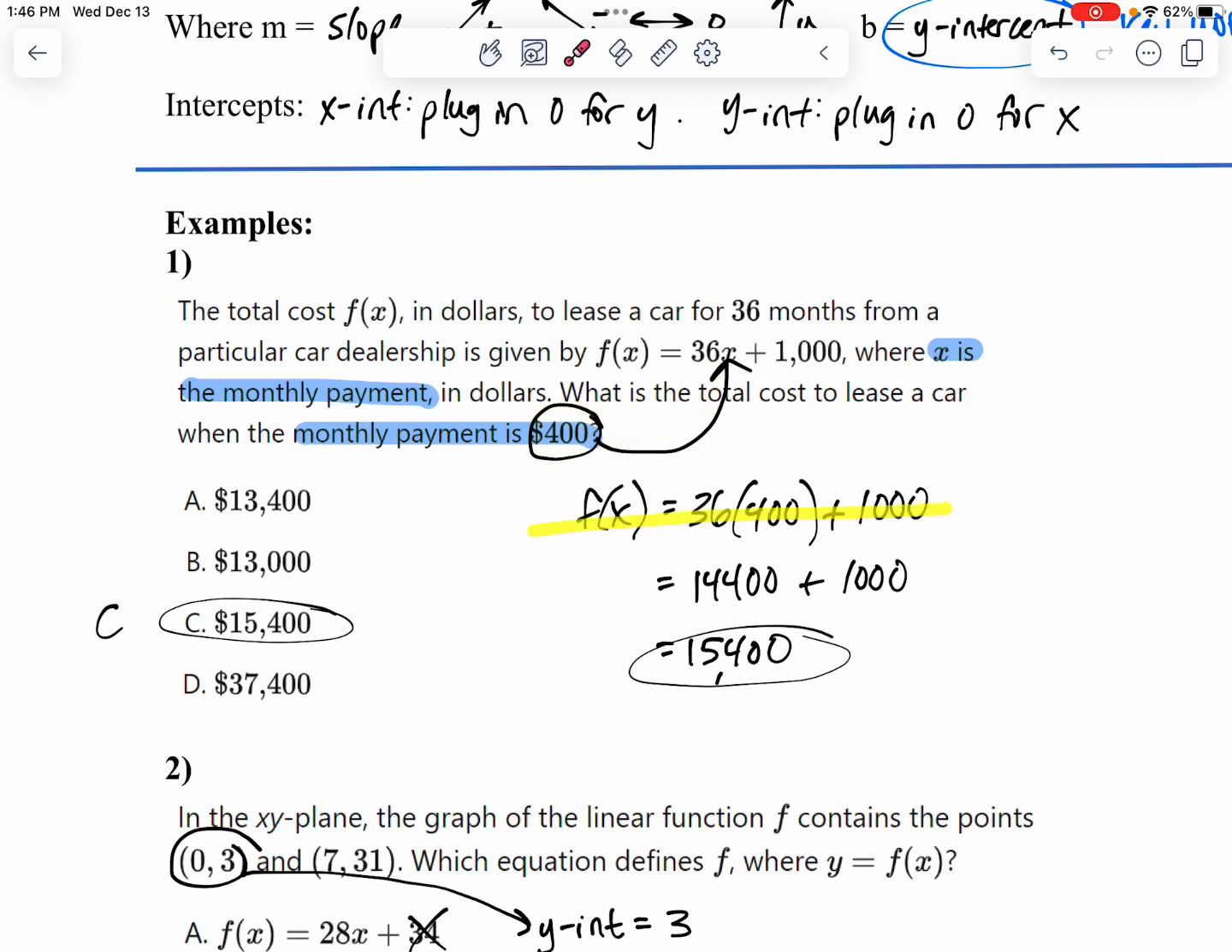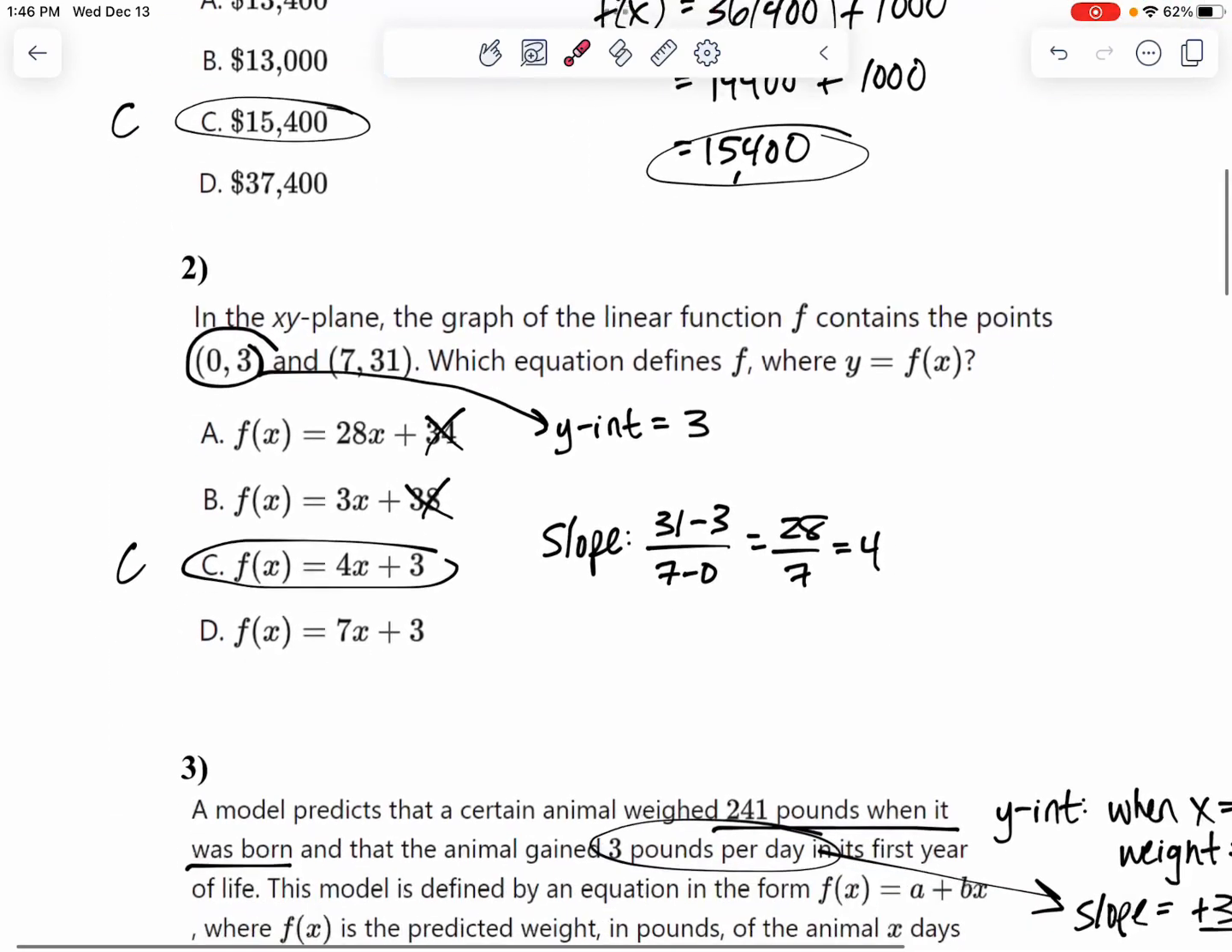And you can see my work here. I did the calculations and you get $5,400. The answer is C. Very basic problem just to start off with.